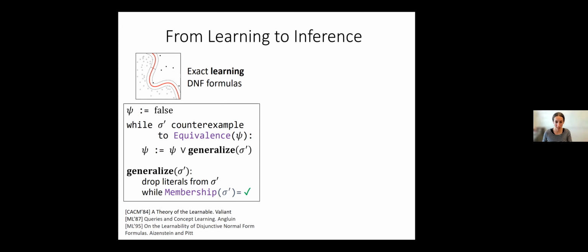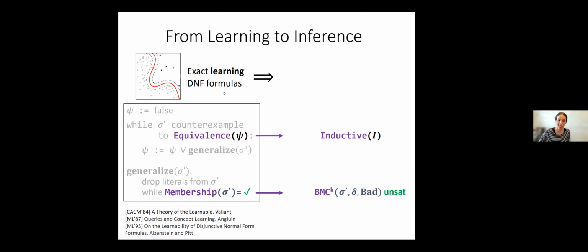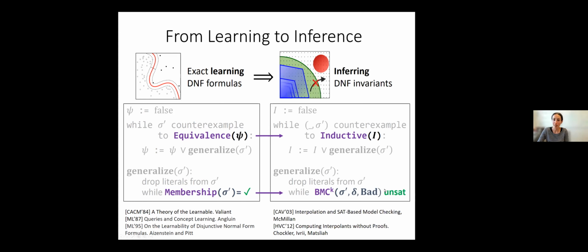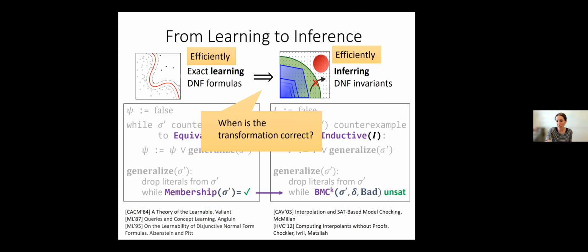And don't even bother to look at the details, just look at the fact that if I take this equivalence query and replace it by an inductiveness query, and this membership query I just replaced by this, then I get exactly, basically, the interpolation-based algorithm that we saw before. So basically, we can understand the interpolation-based algorithm as some implementation of this algorithm for learning DNF formulas. And this means that if we have some known efficiency result for learning DNF formulas, we can deduce them also for the interpolation-based algorithm. But this is also only true if the transformation that we made is correct.